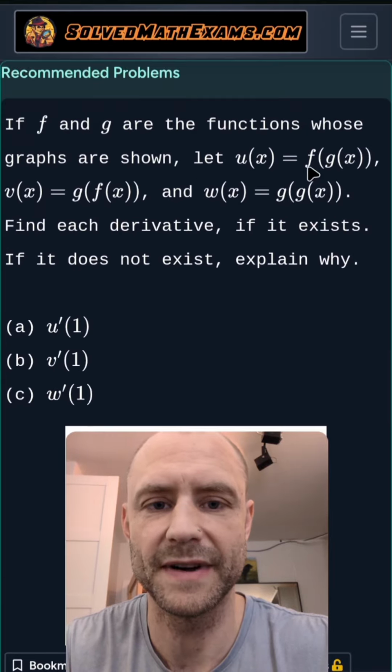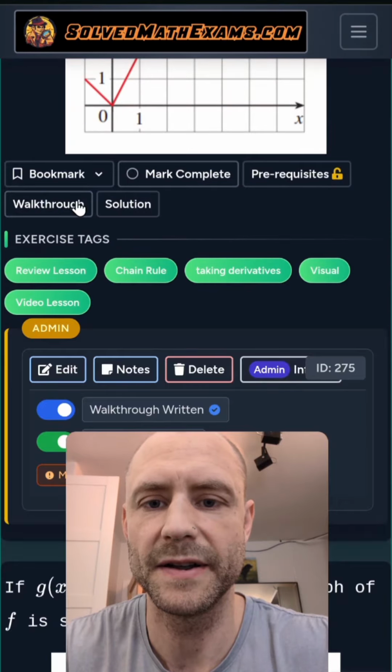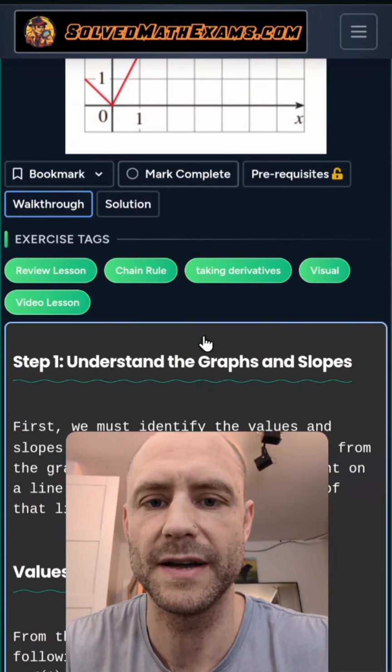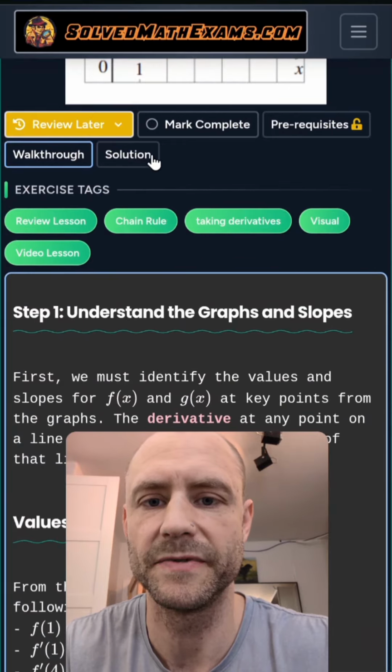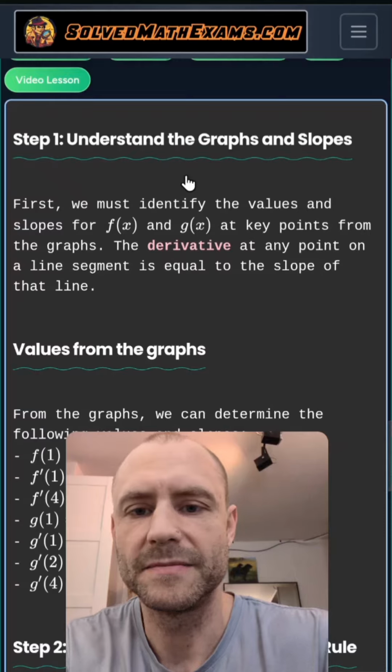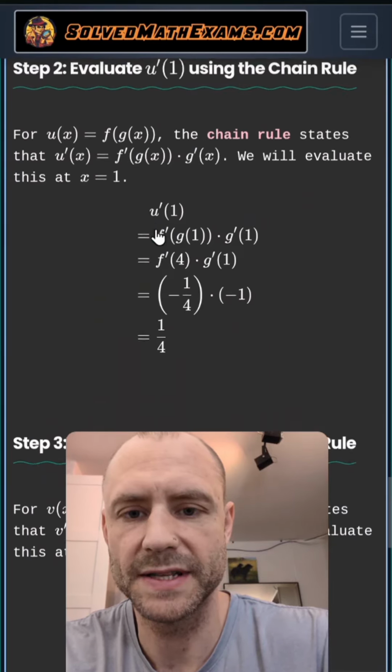So u prime was defined as f of g. So let's go look at the walkthrough. So I just click walkthrough here and you get the full walkthrough. Okay, great. You can bookmark this if you want and just say, hey, let's just review that later. Okay, so I'm not going to read through everything here. You can check this out later if you want.